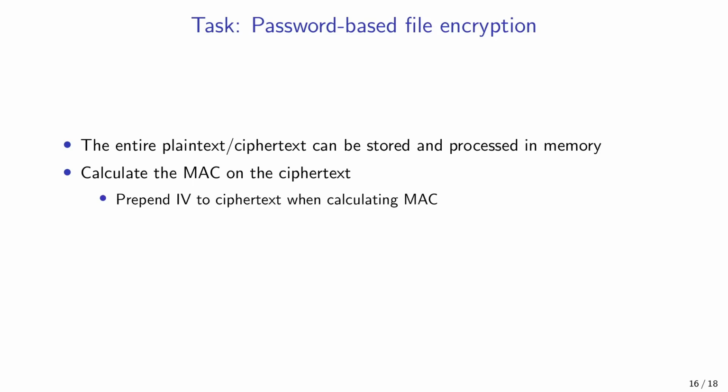The second requirement is to prepend the initialization vector to the ciphertext when calculating the MAC. This is important to prevent an attacker from modifying the initialization vector. The initialization vector has to be authenticated because the result of the decryption depends not only on the ciphertext, but also on the initialization vector which we use to decrypt the ciphertext, right? So this is one way we can implicitly authenticate it.